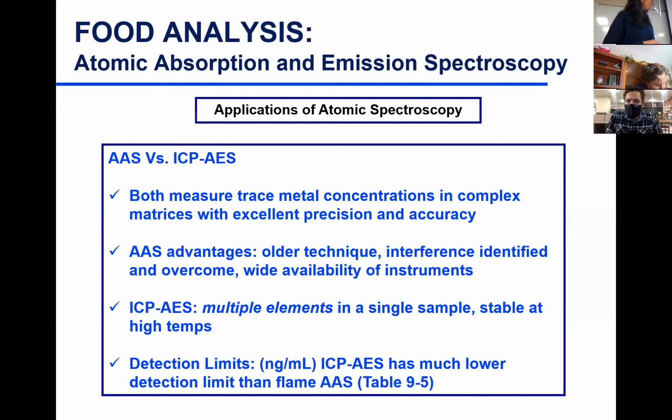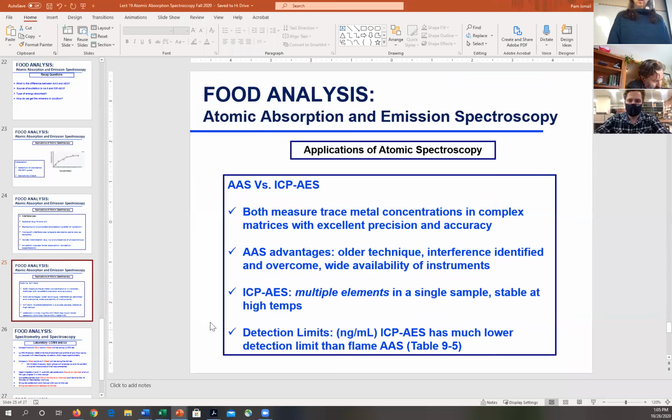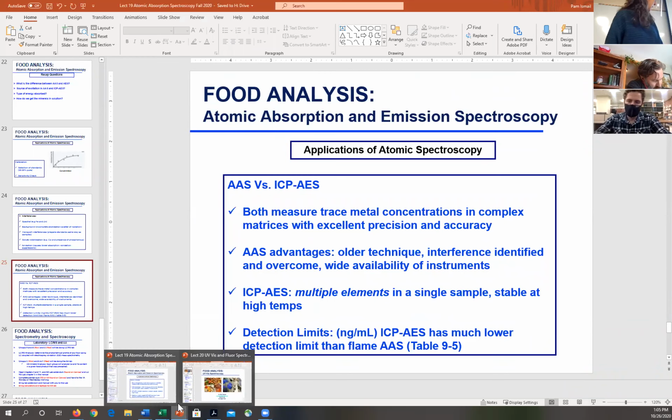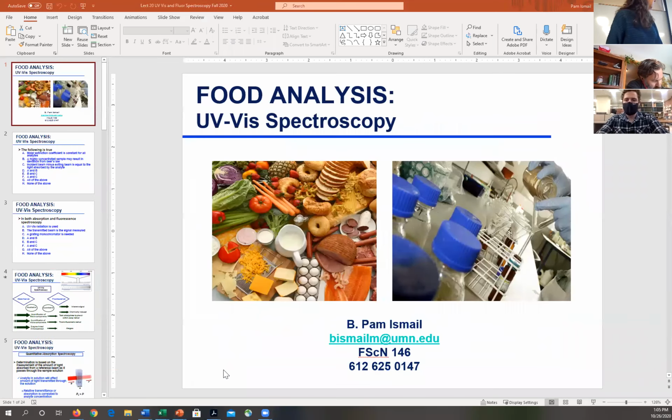Detection limit: ICP has a much lower detection limit than AAS, or atomic absorption spectroscopy. FYI, paper 9.5 gives you the differences in sensitivity of detection, or limits of detection, for both units. Okay, with that, we're done with atomic absorption. I'm going to move on to UV visible and fluorescence spectroscopy.